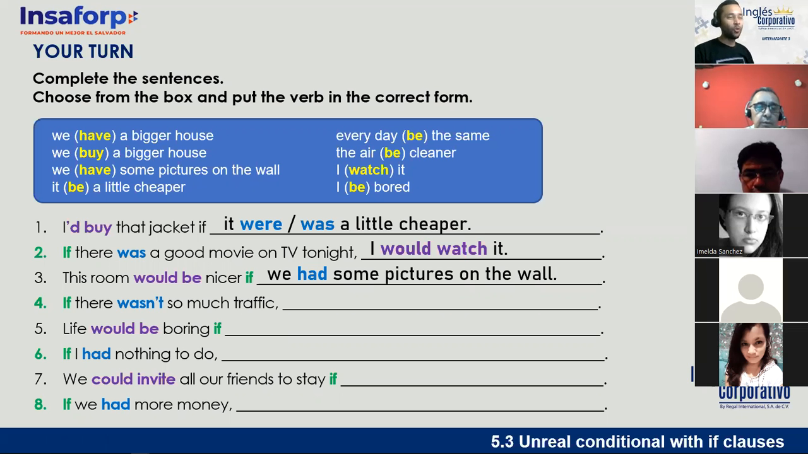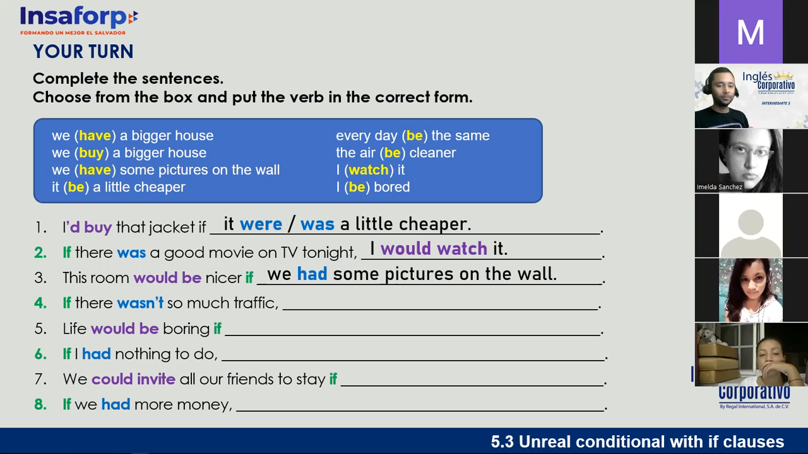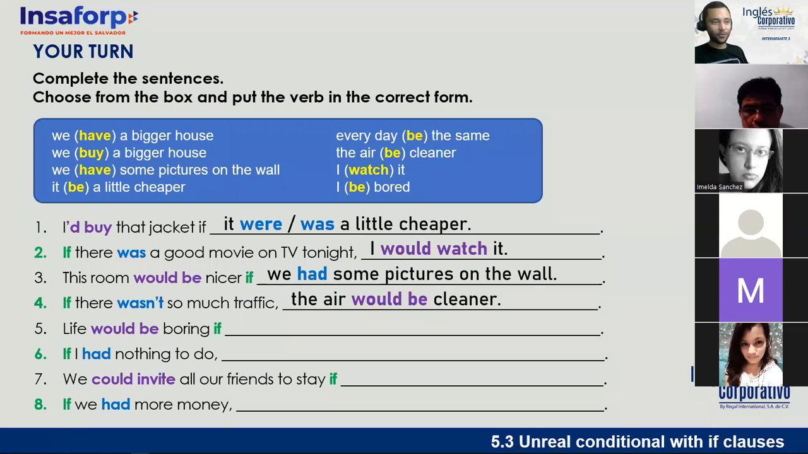What about number four? Who wants to try? Michelle. If there wasn't so much traffic, the air will be cleaner. That is correct. Thank you very much, Michelle. Si no hubiera tanto tráfico, el aire sería más limpio o estaría más limpio. That's good. Thank you. What about number five?